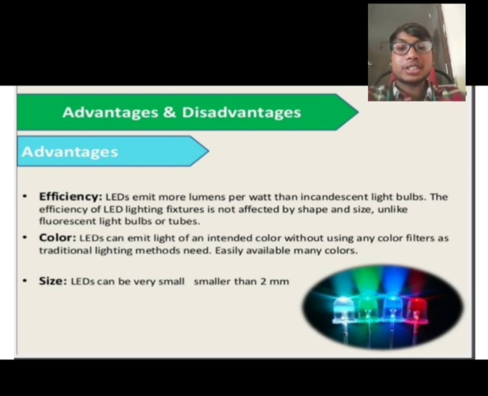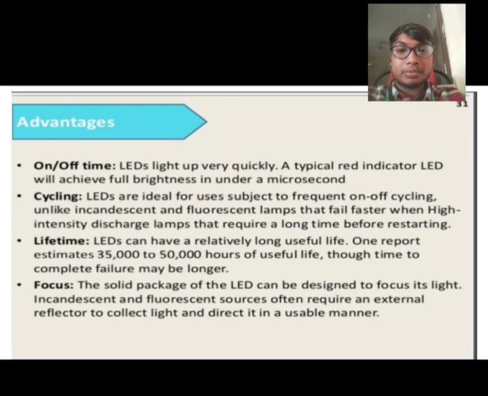Advantages. Efficiency. LEDs emit more lumens per watt than incandescent light bulbs. The efficiency of LED lighting fixtures is not affected by shape and size, unlike fluorescent light bulbs or tubes. Color. LEDs can emit light of an intended color without using any color filters as traditional lighting methods need. Easily available in many colors. Size. LEDs can be very small, smaller than 2 mm.